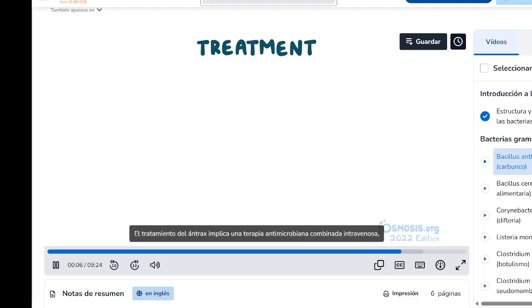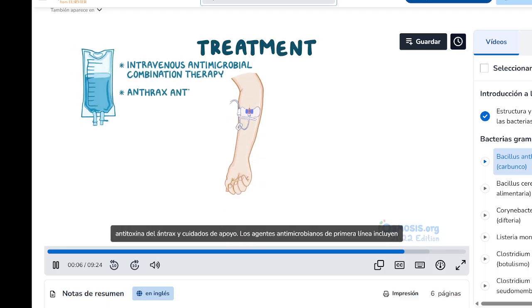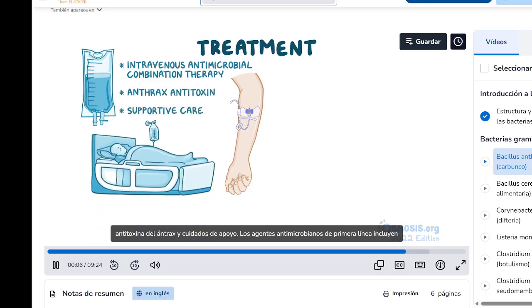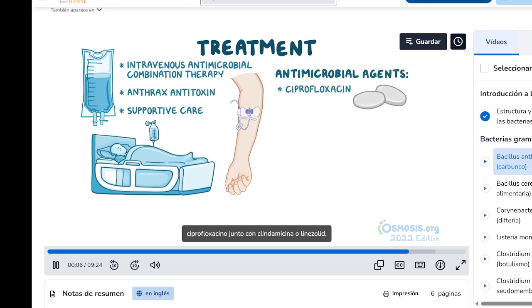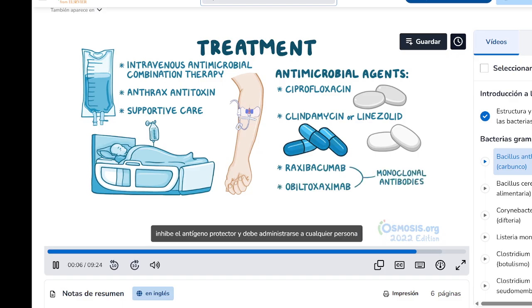Treatment of anthrax involves intravenous antimicrobial combination therapy, anthrax antitoxin, and supportive care. First-line antimicrobial agents include ciprofloxacin, along with either clindamycin or linezolid. Finally, raxibacumab and obiltoxaximab are two monoclonal antibodies that directly inhibit the protective antigen and should be administered to anyone confirmed of having fulminant systemic anthrax.